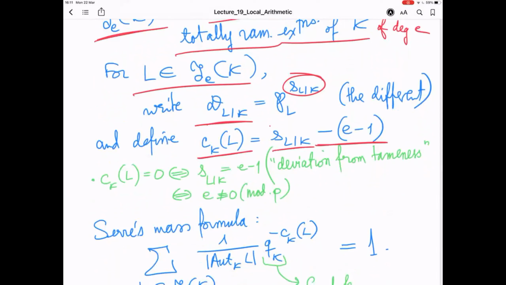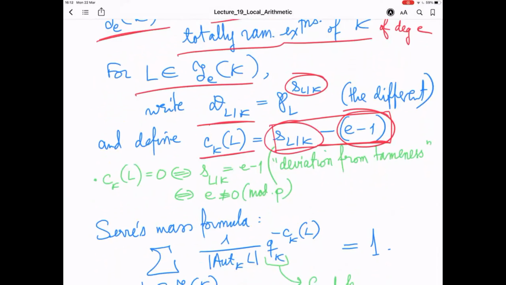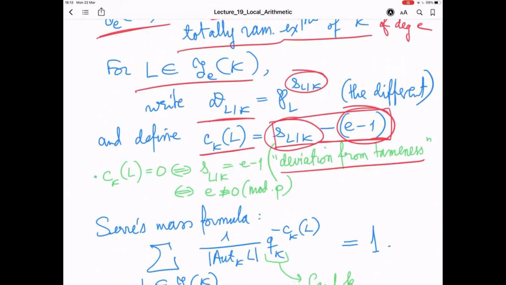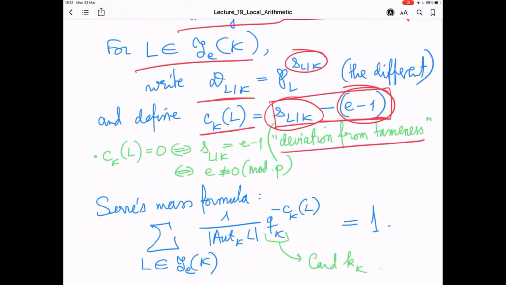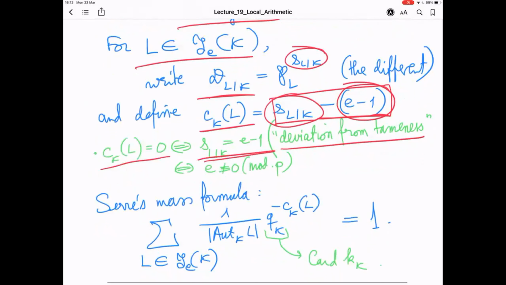Now why this? In some sense, this exponent is equal to e minus 1 if it's tame. So this difference tells you sort of the deviation from tameness in general, right? We have seen that this s, the exponent, is equal to e minus 1 if and only if e is prime to p, which is the same as saying, of course, that L over K is tamely ramified.